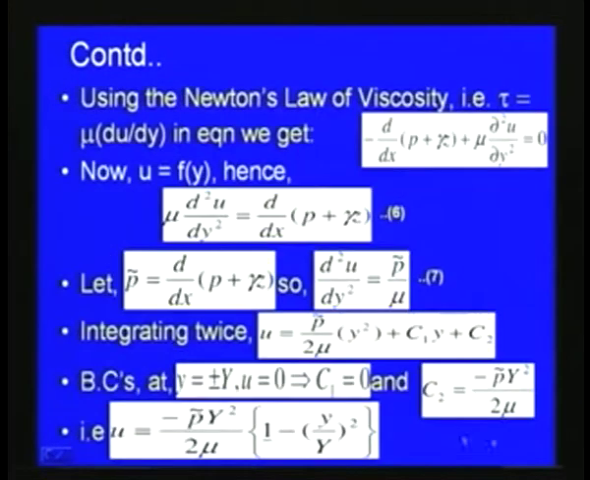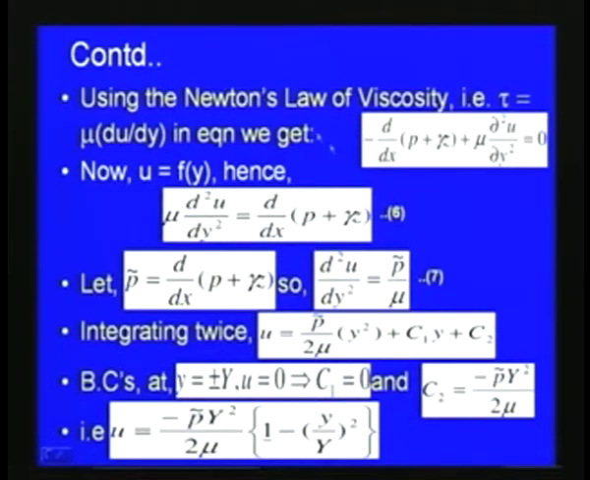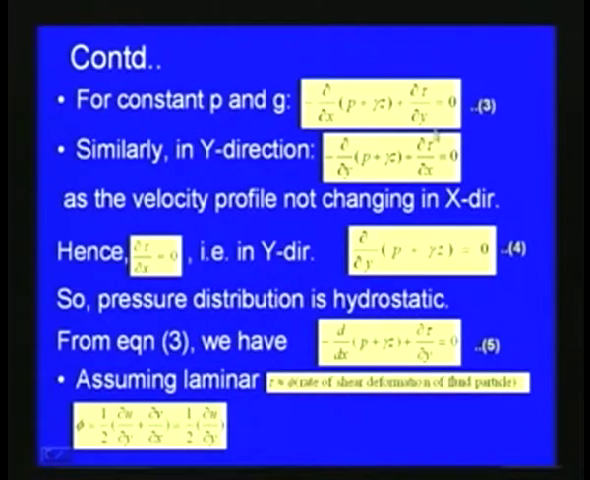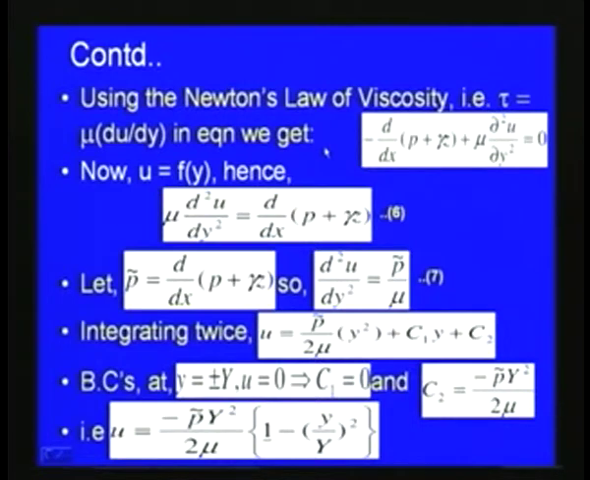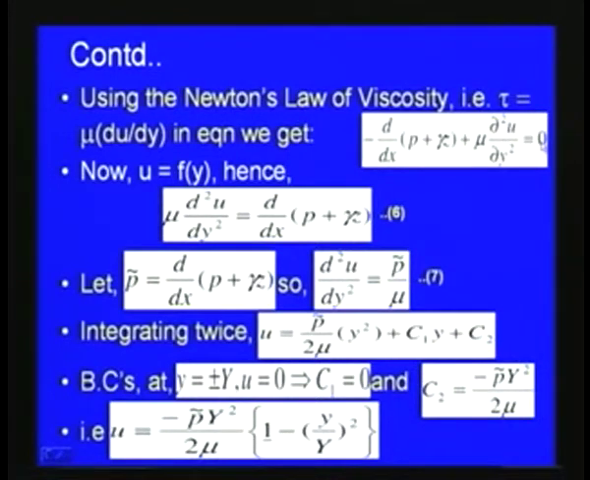So, we can write tau is equal to mu du by dy, which is also coming from Newton's law of viscosity. So, now directly we can take this from Newton's law of viscosity and substitute here. In equation number 5, if we substitute tau is equal to mu du by dy from Newton's law of viscosity, finally we get minus d by dx of p plus gamma z plus mu del square u by del y square is equal to 0.